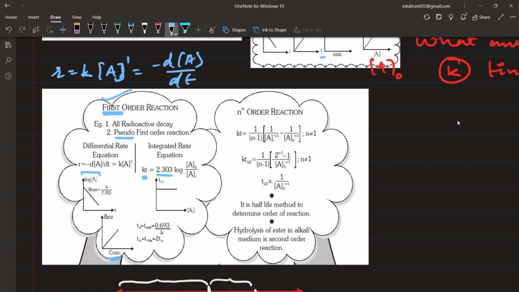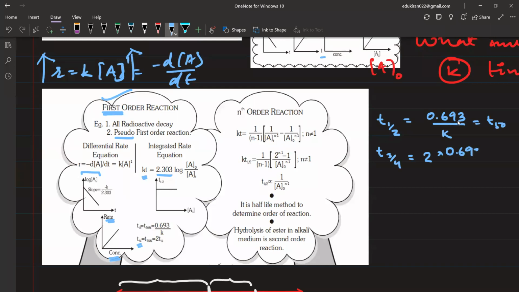Now concentration with respect to rate: as the concentration increases, the rate is also going to increase. An important thing here is the T half. T half of a first order reaction is not dependent on the initial concentration, and T half is equal to 0.693 divided by K. One more important thing is T of 75%, or T 3 by 4. This is T 50%. Then you have T 3 by 4, which will be equal to 2 times T half, or 2 into 0.693 divided by K. This is T 75%.